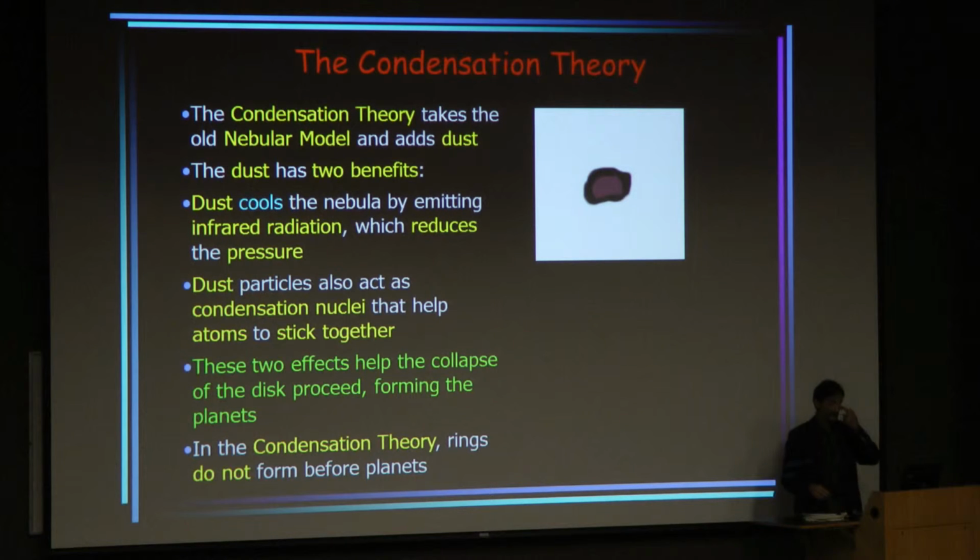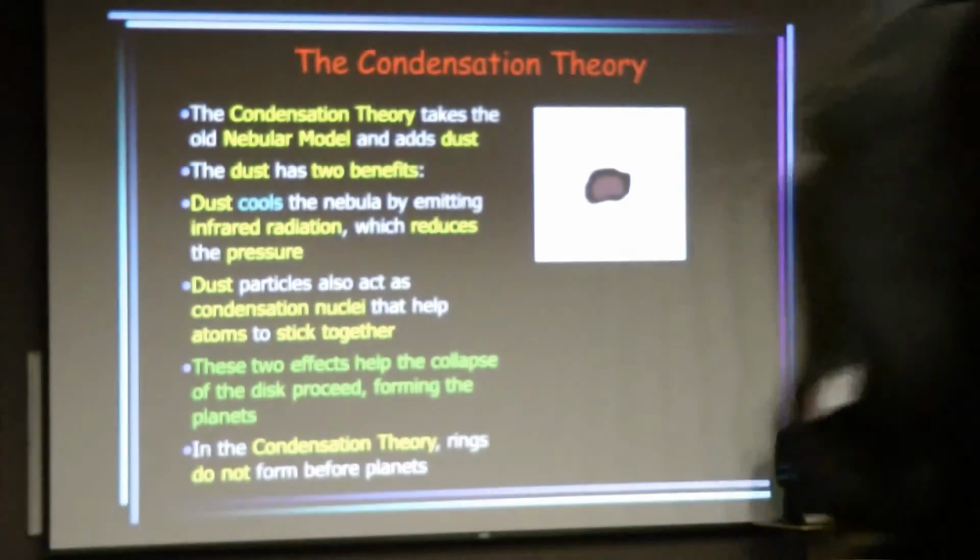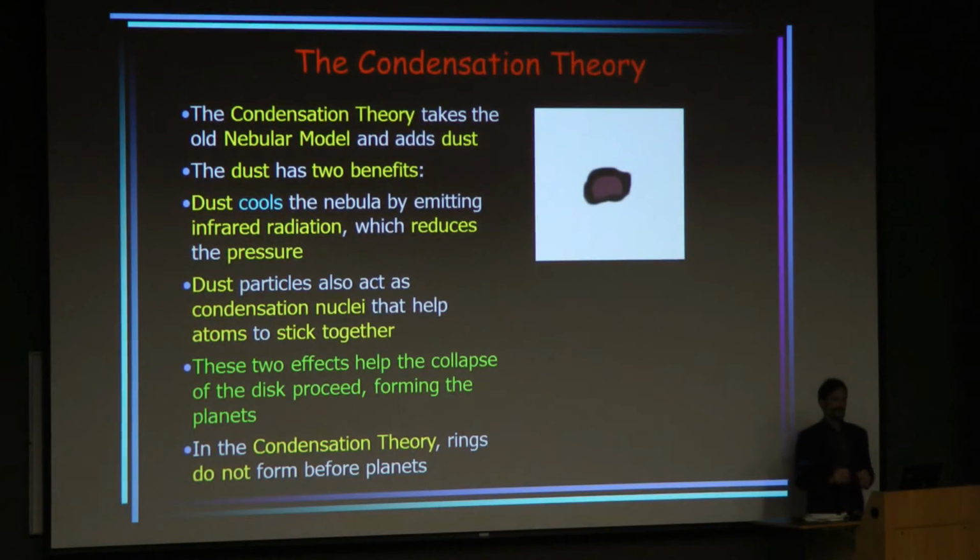Okay, so what this means is that we're able to cool the cloud, and we're able to reduce the pressure, and dust also does a second thing for us. Dust particles can act as condensation nuclei, much as in a rain cloud forming raindrops, right? You don't get rain if you don't have condensation nuclei in your rain cloud. And sometimes you can actually seed a cloud using an aircraft spraying out little bits of dust, forming cloud nuclei so you can get it to rain.